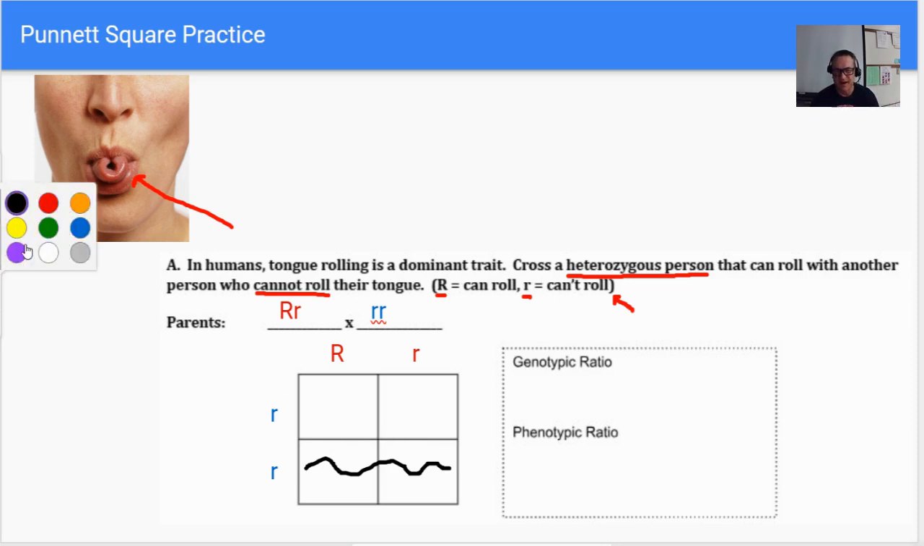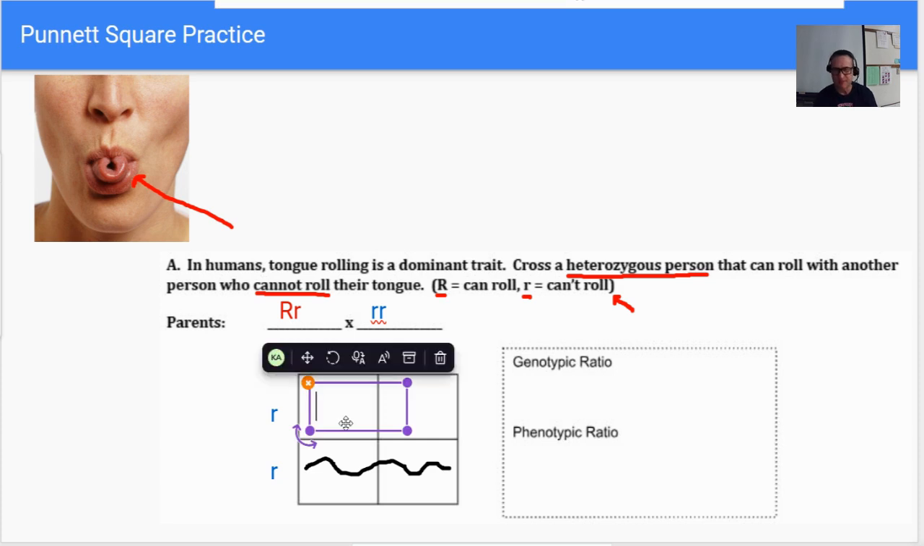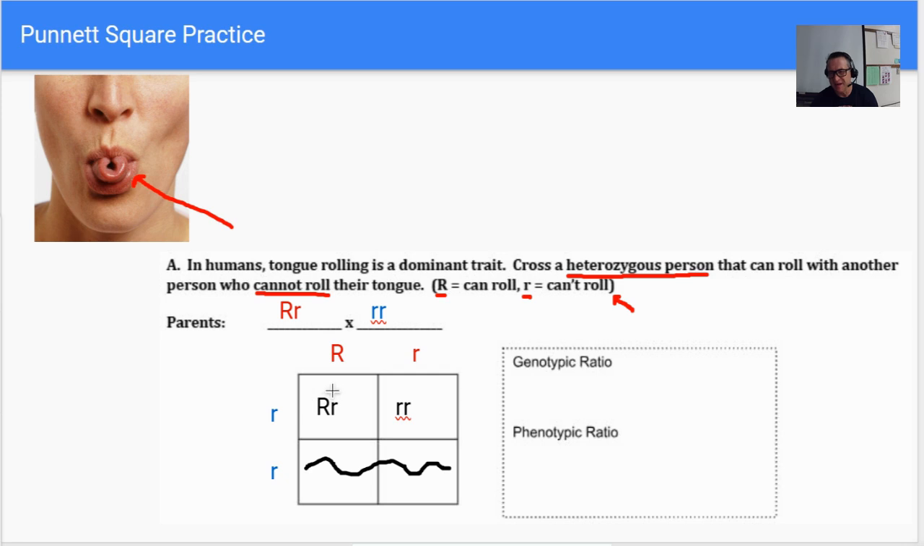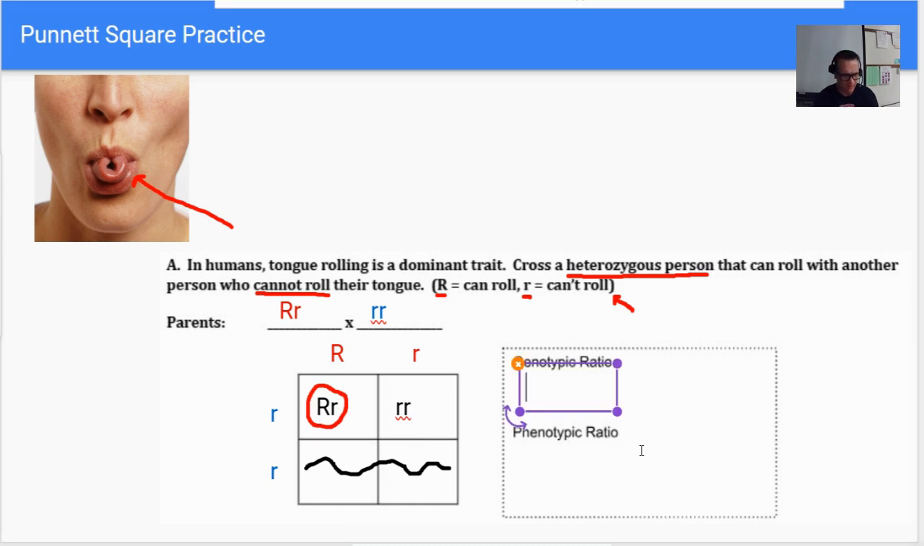All right, so now it's just filling in the boxes. This kid got the big R from mom, little r from dad, so that kid can roll his or her tongue. And this kid got the little r from mom and the little r from dad, so this kid cannot. Genotypic ratio, you're just counting them up. So look, how many of them out of 2 have the genotype of big R, little r? I see 1 out of 2. If we'd have done this one, it would have been 2 out of 4. But 1 out of 2 and 2 out of 4, it's the same thing. They're both 50%. So genotypic ratio: 1 out of 2, or 50%, or 1/2 will have the genotype of big R, little r. And the other 1/2 will have the genotype of little r, little r.